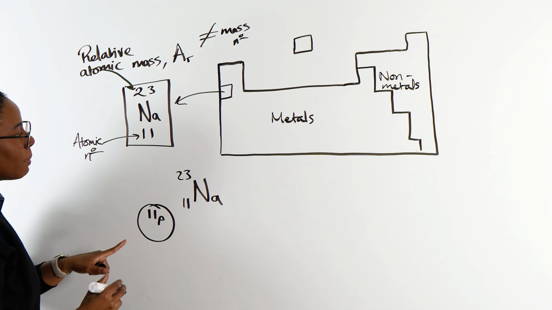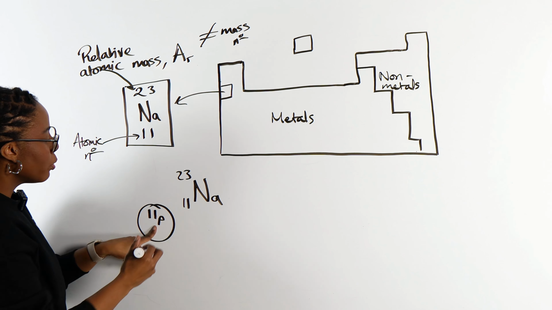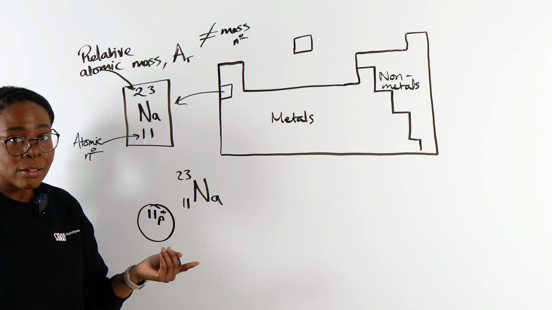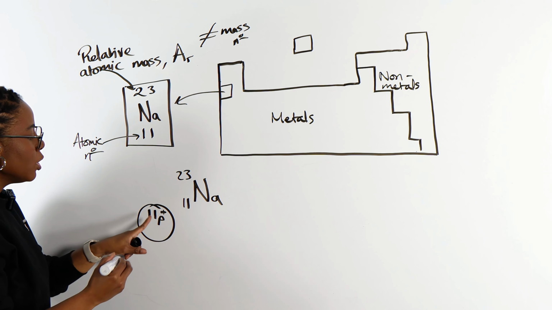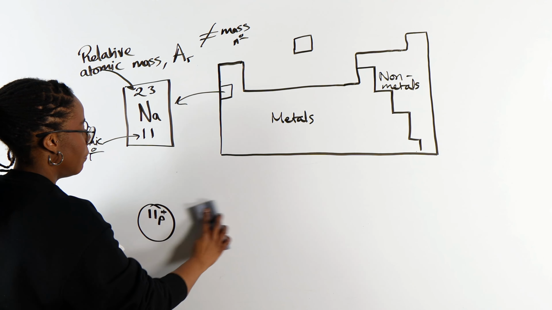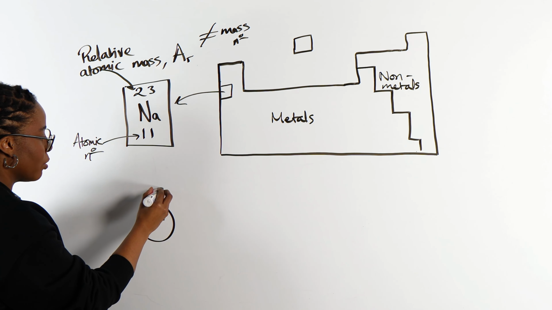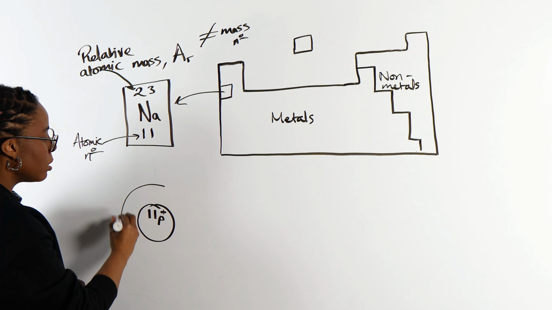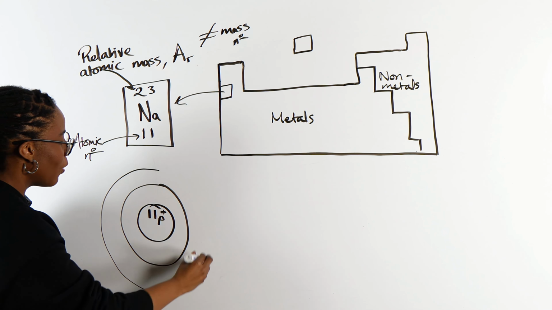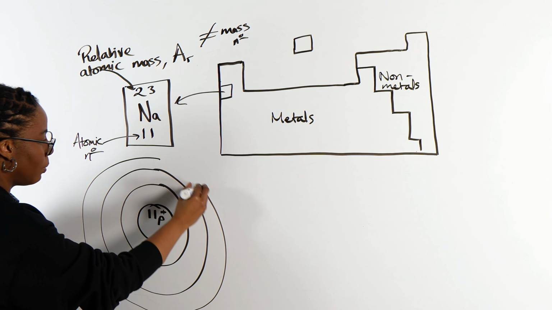Now, because atoms of elements are neutral, if we've got 11 protons, which are positively charged, then the atomic number also tells us the number of electrons. So if there are 11 protons, there must also be 11 electrons. Now, those electrons are arranged orbiting the nucleus. Again, we'll have a whole video on electron configuration.